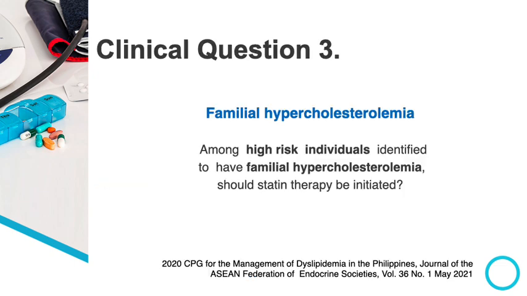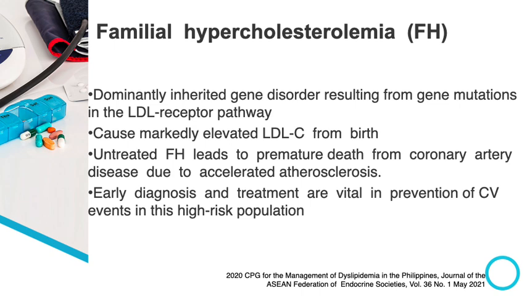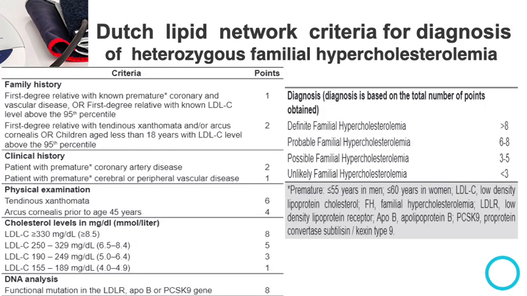Now, the third clinical question pertains to patients with familial hypercholesterolemia. So, among high-risk individuals identified to have familial hypercholesterolemia, should statin therapy be started? So, what is familial hypercholesterolemia? It is a predominantly inherited gene disorder resulting from gene mutations in the LDL receptor pathway that causes markedly elevated LDL cholesterol from birth. So, early diagnosis and treatment are vital in the prevention of cardiovascular events in this high-risk population.